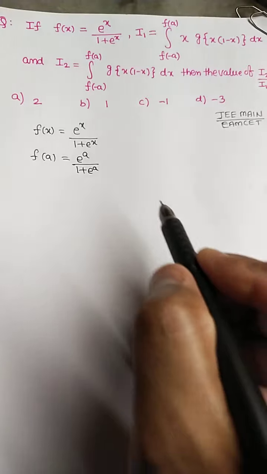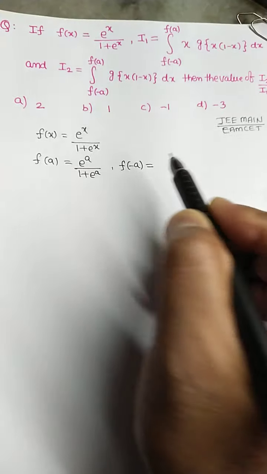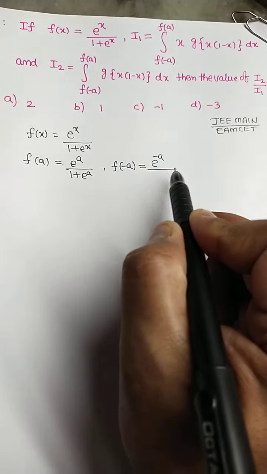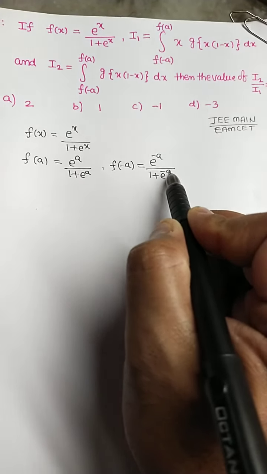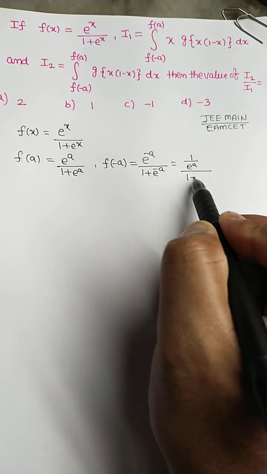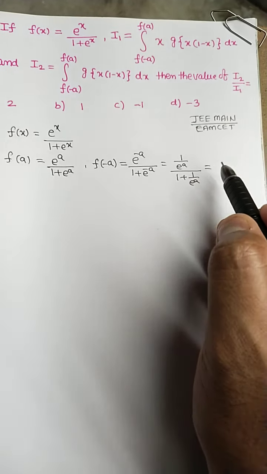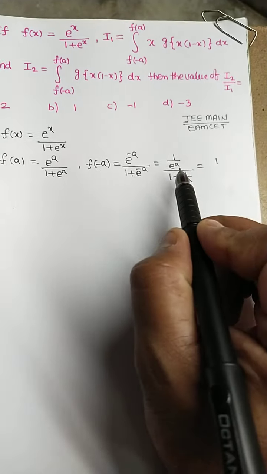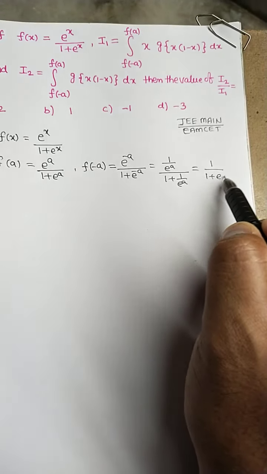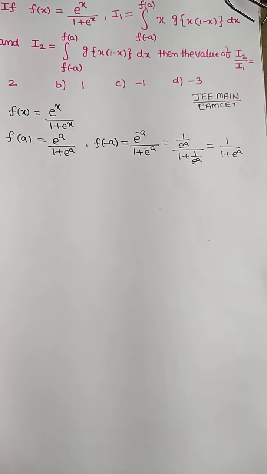After that, f of minus a, wherever x is there you have to replace with minus a, you will get f of minus a equals e power minus a divided by 1 plus e power minus a. E power minus a can be written as 1 by e power a, whole divided by 1 plus e power minus a, which can be written again as 1 by e power a. After taking LCM, here e power a, here also e power a get cancelled, it becomes 1 by 1 plus e power a. This is the value of f of minus a.